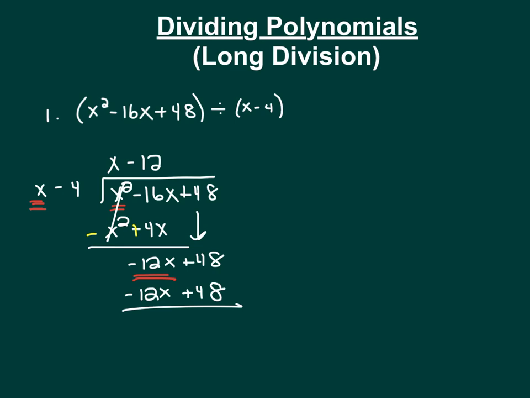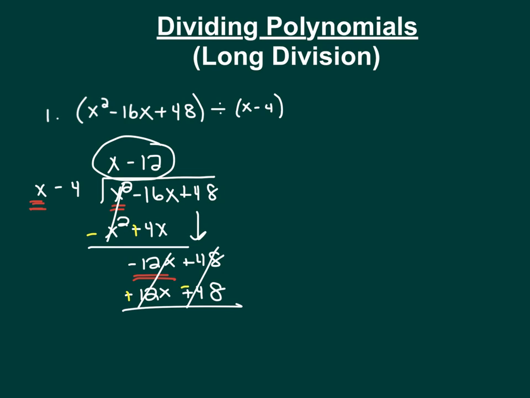Now again, since we're subtracting out these terms from these terms right here, we're going to have to change our signs, so this becomes a positive and this becomes a negative. And so now we have negative 12x and positive 12x cancel out. And then over here we have a positive 48 and a negative 48, which also cancels out. So this right here, x minus 12, is our answer.